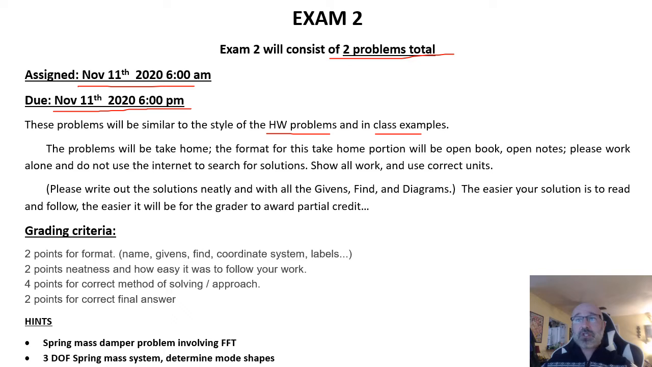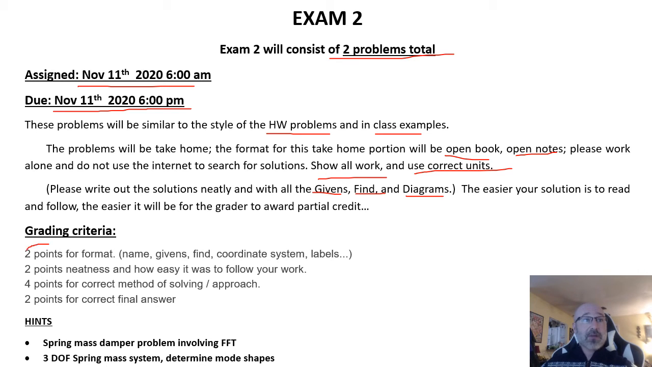Don't Google search answer solution manuals or Chegg or anything like that. It'll be very apparent if you've copied the solutions there. It's going to be open book, open notes, but please work alone. Make sure when you do your work, show everything in the correct units. Write out all the givens, finds, diagrams, the same as your homework format from before. The easier it is for me to read through your solution, the easier it is for me to award you partial credit on any of your answers.